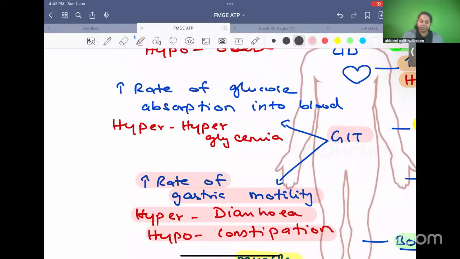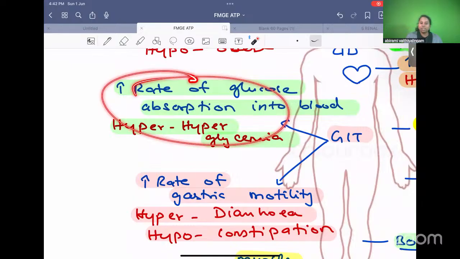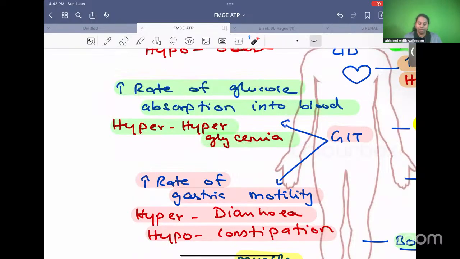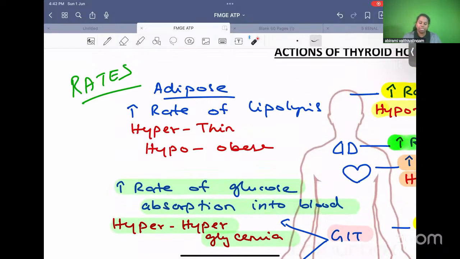On GIT, thyroid hormones increase the rate of glucose absorption into the blood. So quickly all glucose goes into the blood. Therefore, hyperthyroid patients are prone to hyperglycemia because quickly glucose is absorbed into the blood, their blood glucose level will rise. So hyperthyroidism is a diabetogenic state, hyperglycemia. On adipose tissue, thyroid hormones, they increase the rate of lipolysis. Fats are broken down. The more the fats are broken down, hyperthyroid patients become thin and hypothyroid patients become obese.